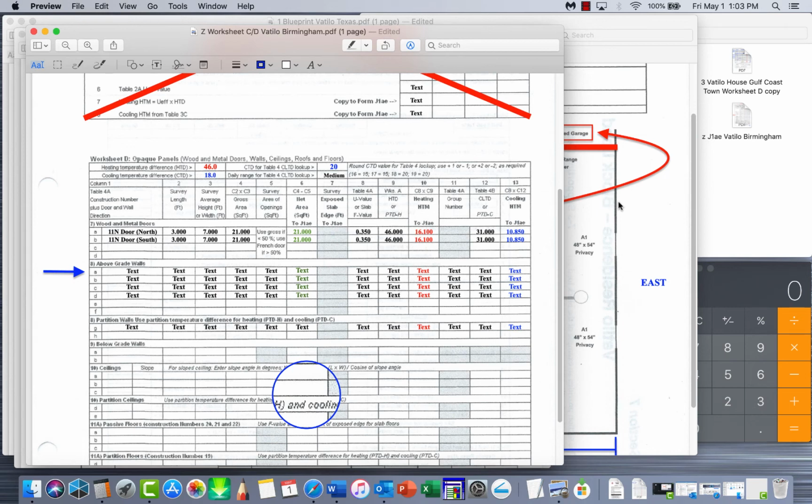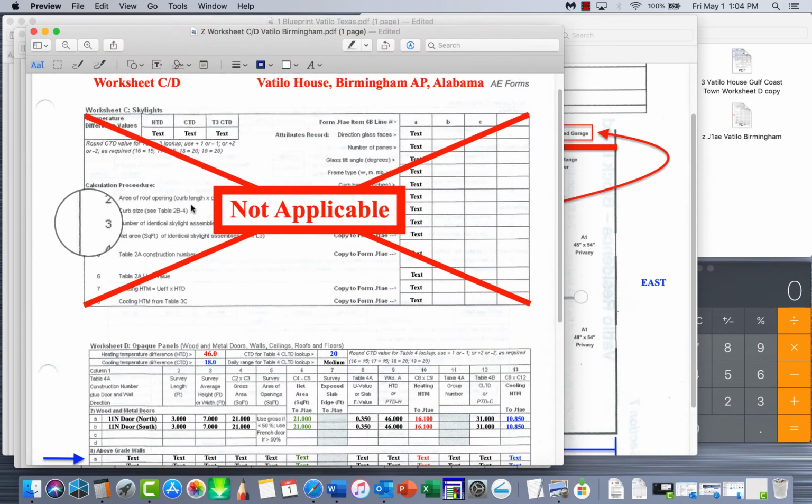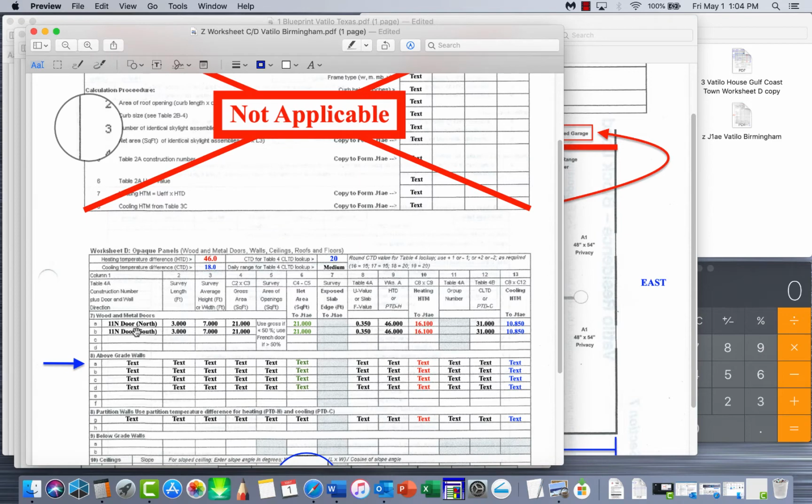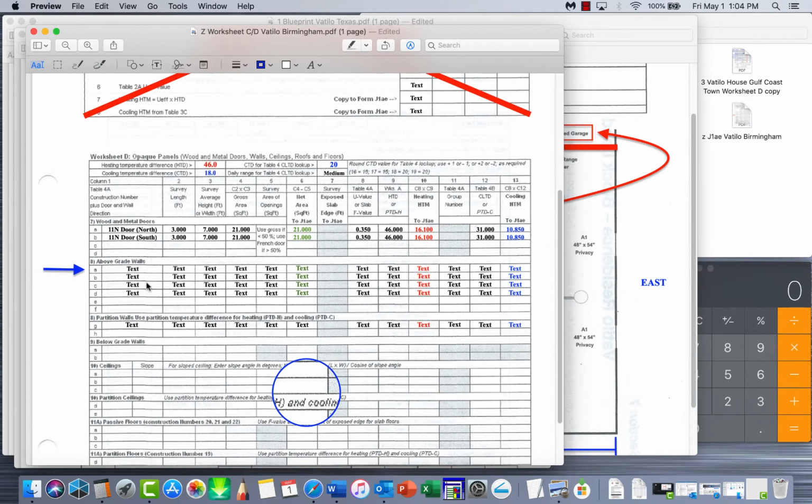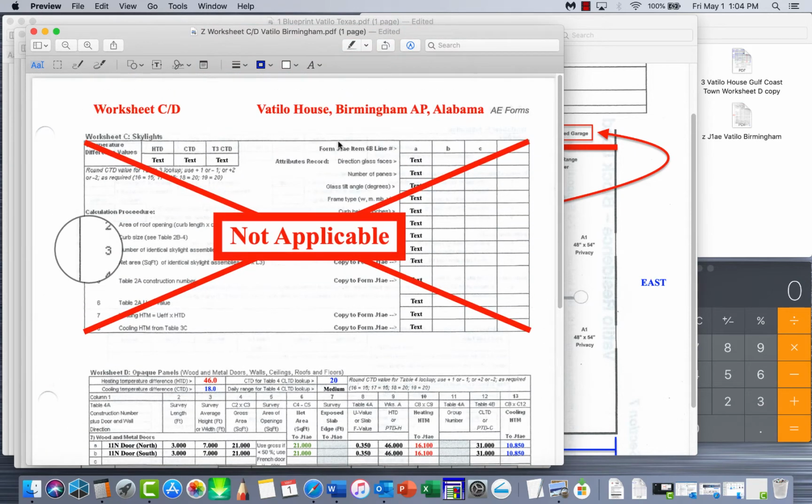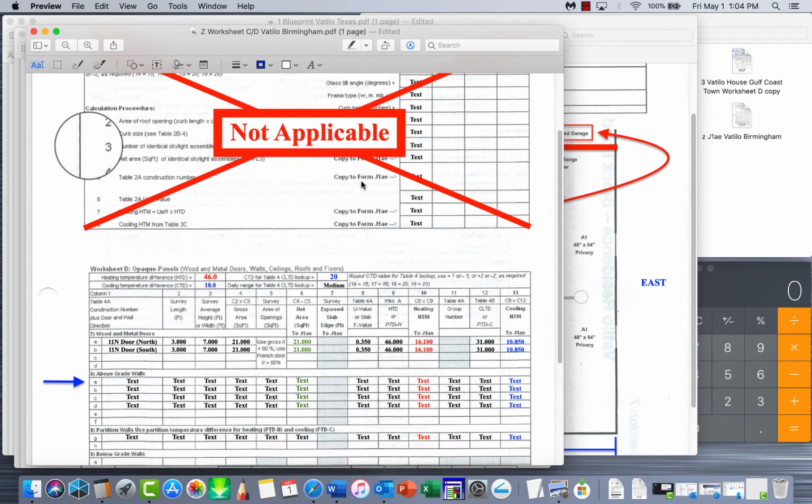Hello, this week we'll be dealing with the walls in Worksheet D. We've worked down through doors and now we're going to do the walls, and of course we're going to start with a north facing wall from the Vatilo House. This is the Vatilo House in Birmingham airport area in Alabama.